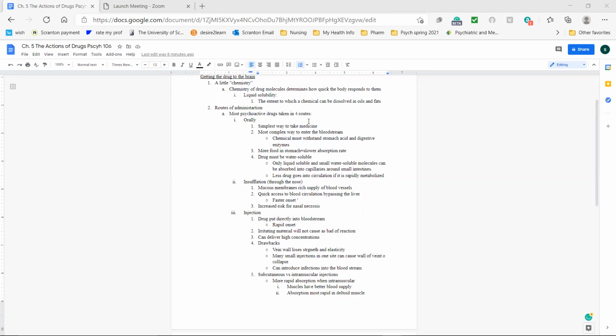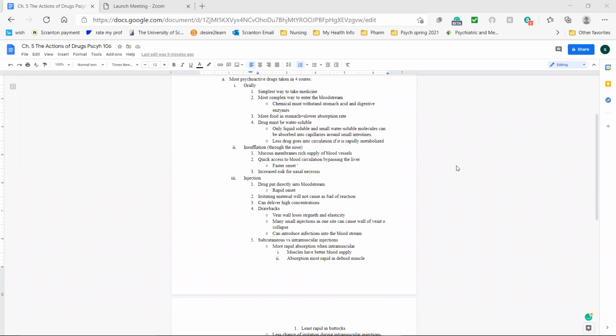And the reason for this is because the chemical or drug must be able to withstand the stomach acid and the digestive enzymes. And also, if there's food in the stomach, it's going to cause a slower absorption rate. The drug must also be water soluble for it to dissolve orally. So only liquid soluble and small water soluble molecules can be absorbed into the capillaries around the small intestines. And this is the reason why the drug must be water soluble. Less drug goes into circulation if it is rapidly metabolized.